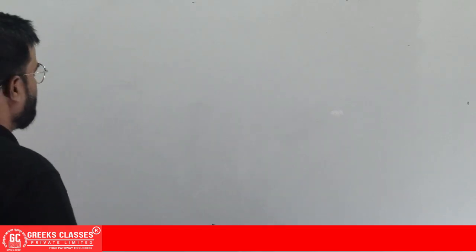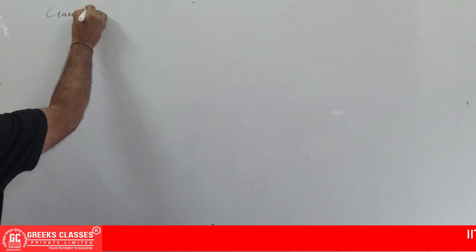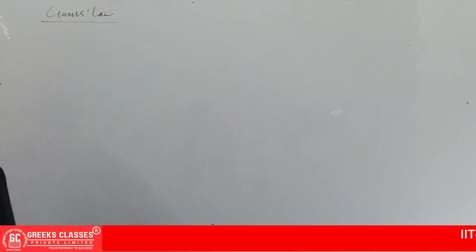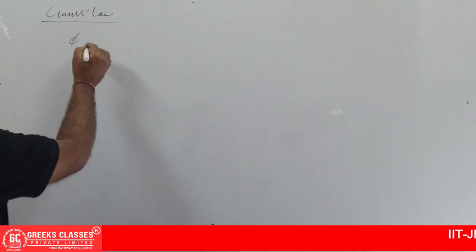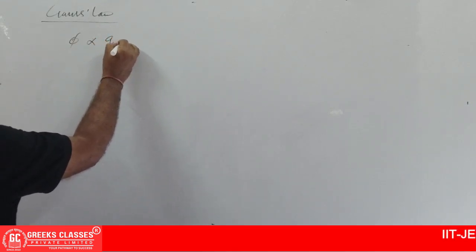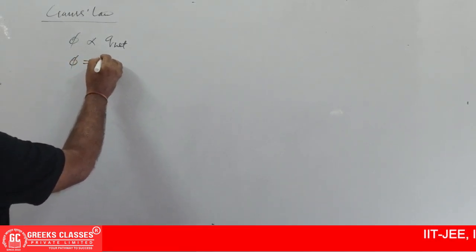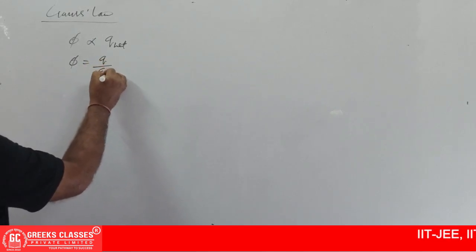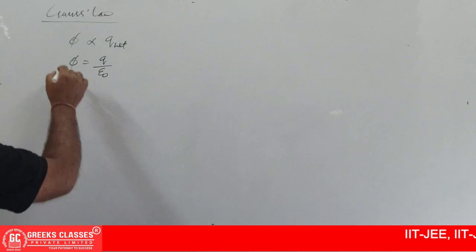So students, now our topic is Gauss law and its application. First we will see Gauss law. What is Gauss law? According to Gauss law, the flux associated with any closed surface is directly proportional to Q net, the total charge enclosed by that surface. So I can write phi equal to Q upon epsilon naught, where epsilon naught is the absolute permittivity. So this is Gauss law.